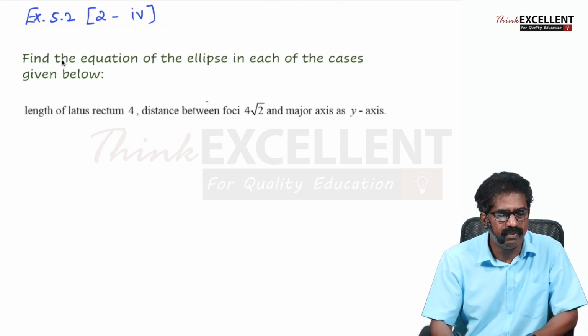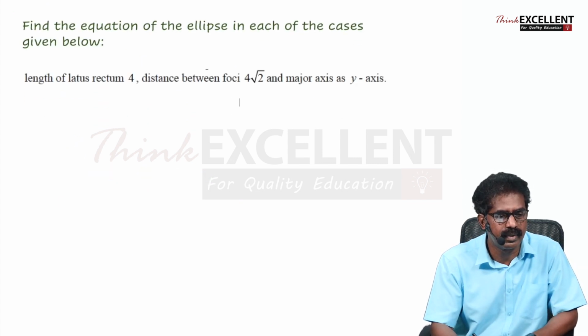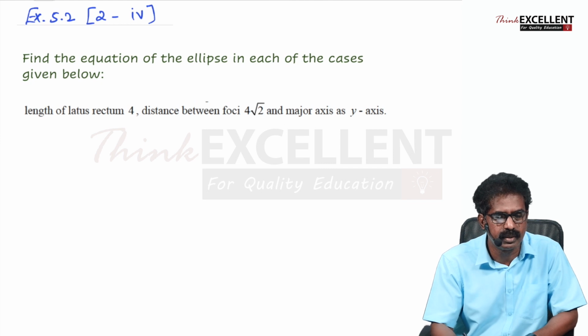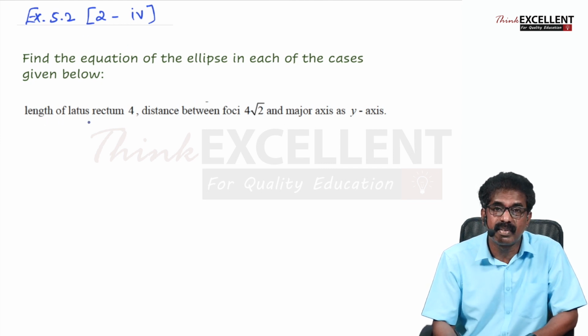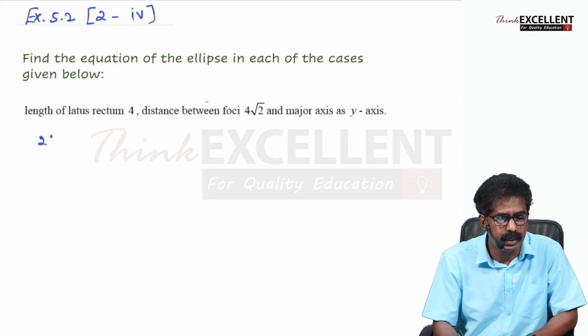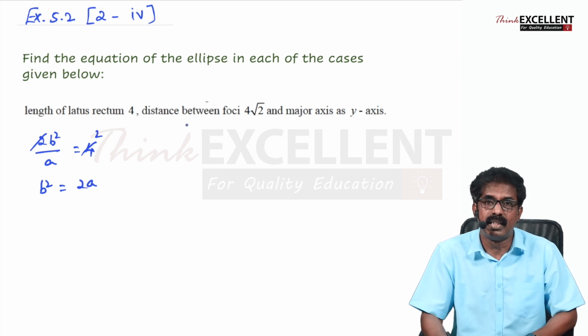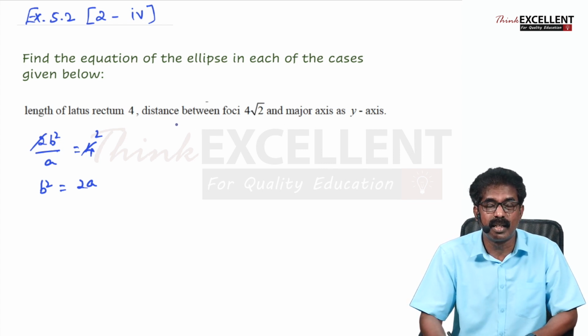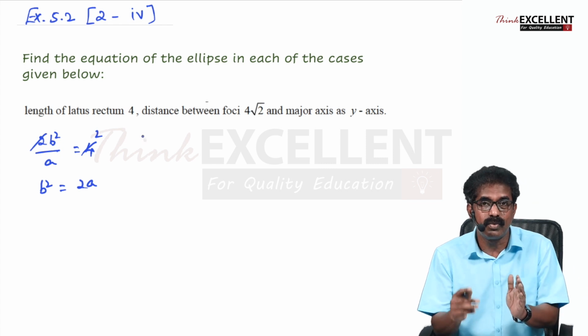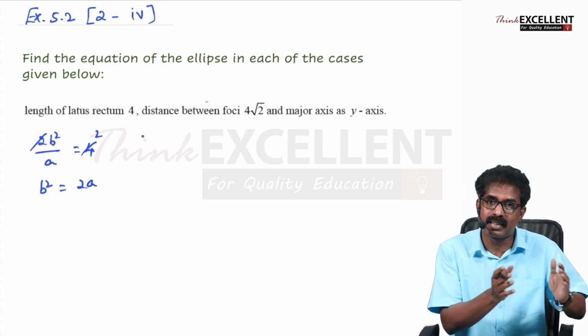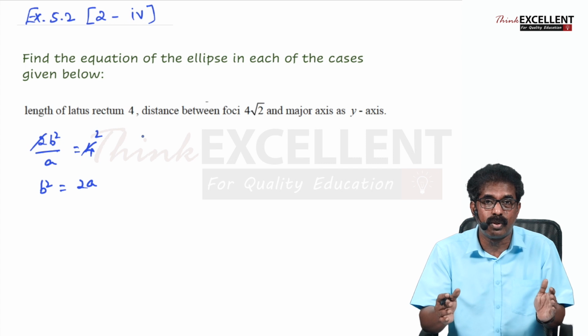So in this question, find the equation of the ellipse. What is given here? The length of the latus rectum is given. That is 2b square by a, given as 4. So cancel 2 table, you are getting here 2, right? B square equal to 2a. And the distance between foci. What's the formula? 2ae, right? Center to focus, it is ae. The other side also ae. So the distance between foci is 2ae.